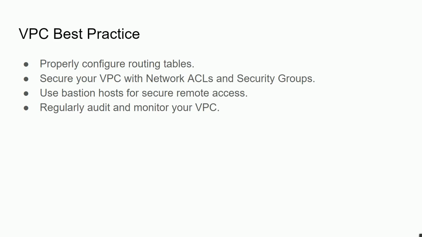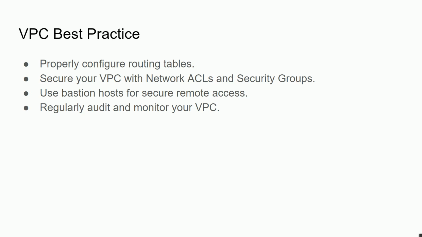This is the VPC best practice. These are the points considered for best practice. Properly configure the routing table, in such a way that unwanted traffic won't be managed or transferred from the VPC. Secure the VPC with network ACLs and security groups.